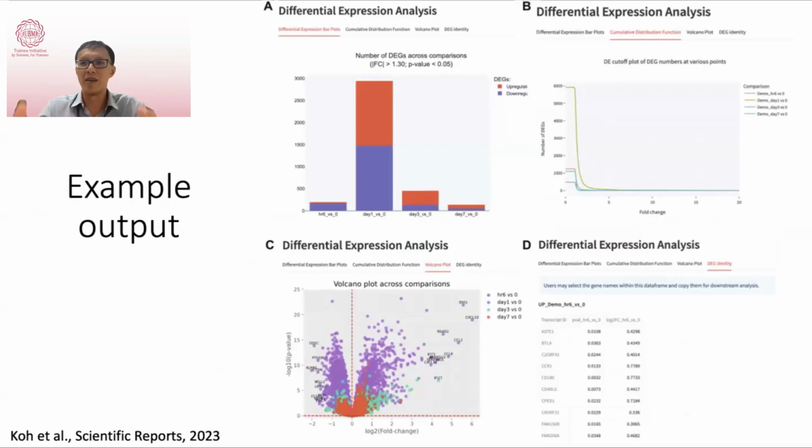So this is just an example output. For example, we put in one of the data sets, and you can quickly see, at day 1, you have good expression values, and then based on the volcano plot, you kind of know what are the top genes to look at. You can also look at their functions and what pathways they are involved in, very quickly, within minutes.